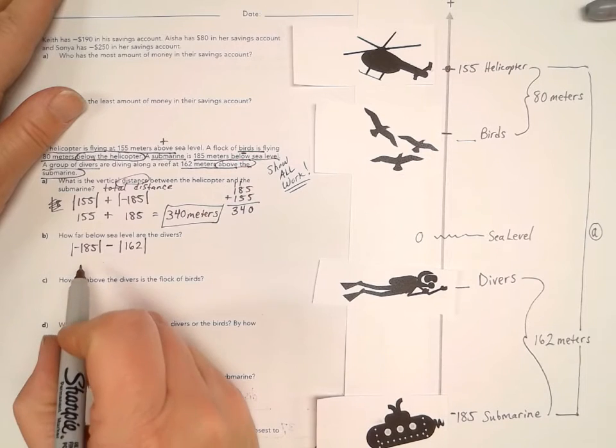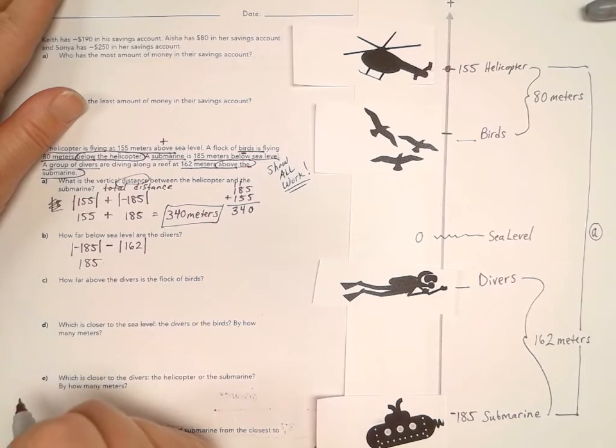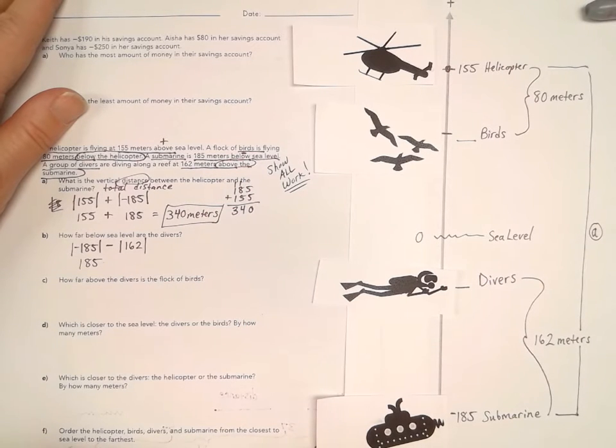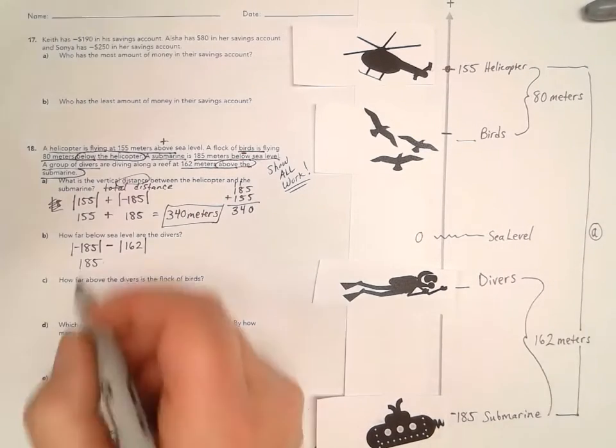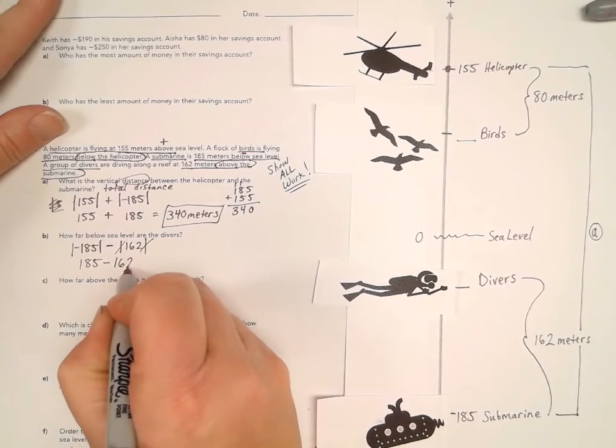So let's take a look at this. How far away is negative 185 on the number line? It's 185 jumps, of course. How far away is 162 from, oops, I didn't really have to do absolute value of that, did I? We already knew that it was a distance. It was already 162. Well, it won't hurt anyway, will it? It's already positive, so we'll take away 162.